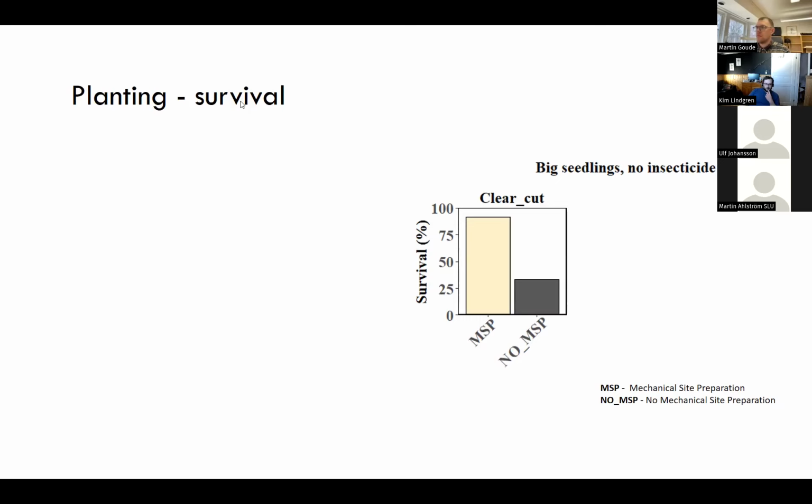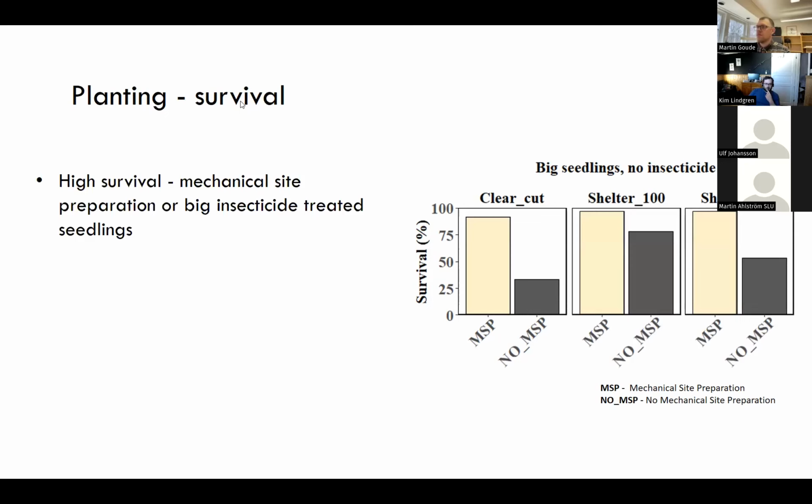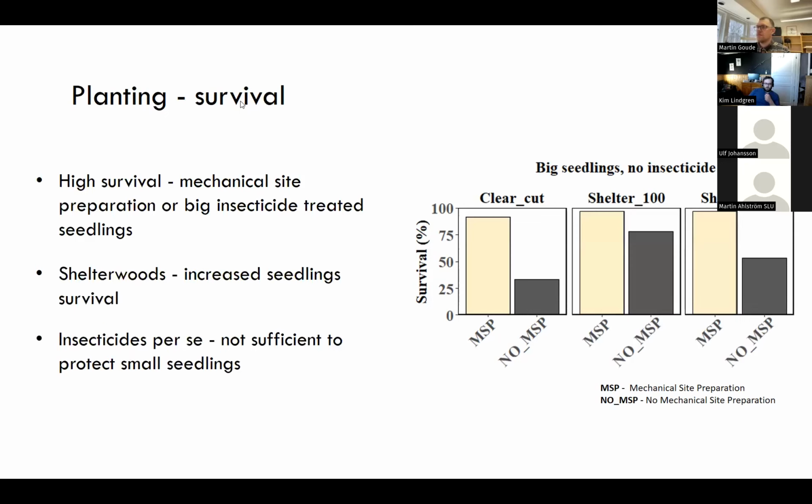So yeah, that's something Christina Wallertz showed in her studies. And we also observed that generally survival was much higher under shelterwoods compared to clear-cut. And that was again associated with reduced pine weevil damage under shelterwood. And that's about the survival, but we also looked at the seedling growth.